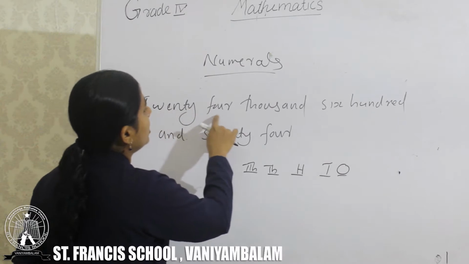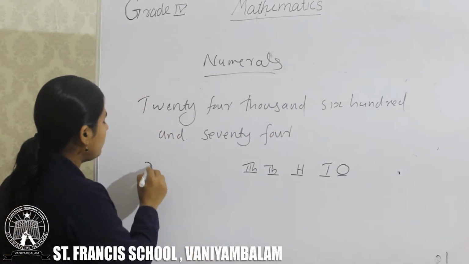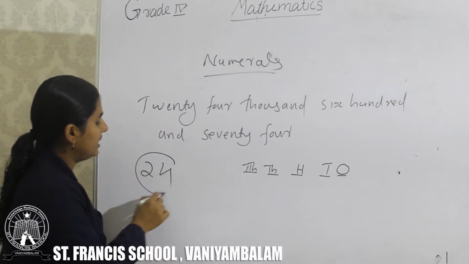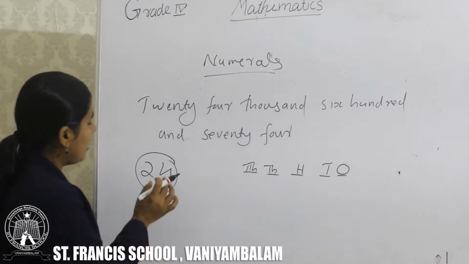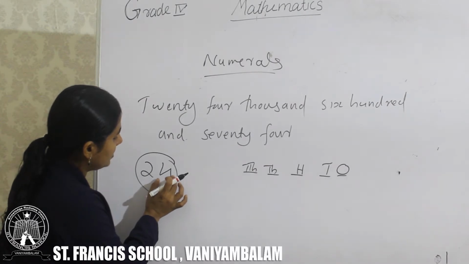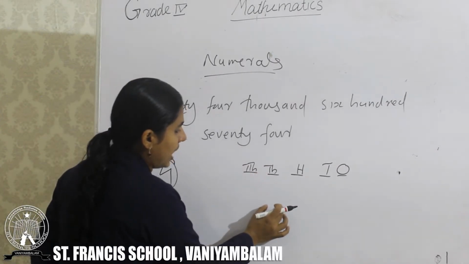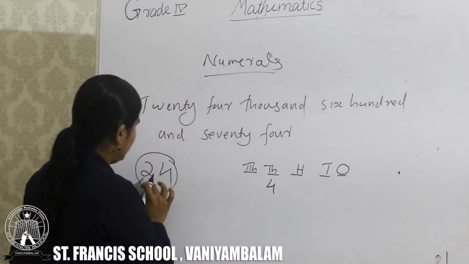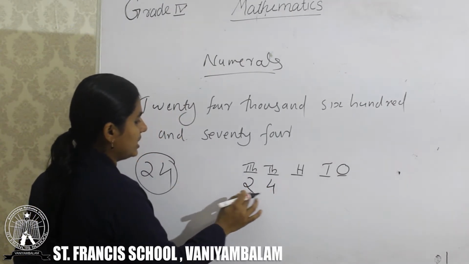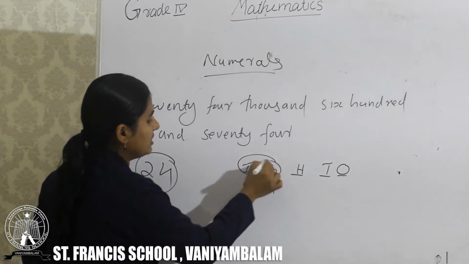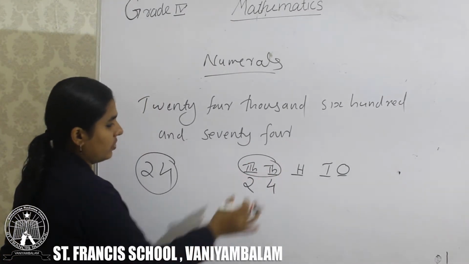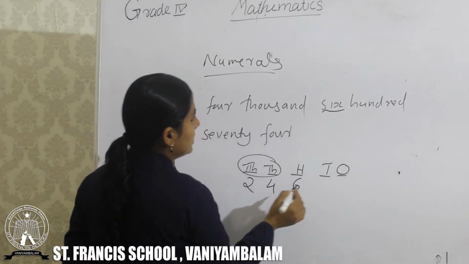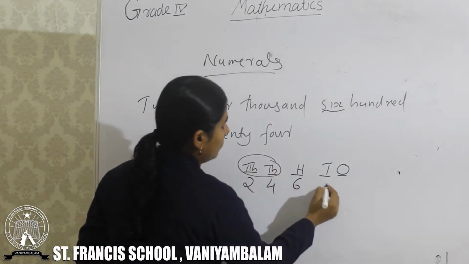Here we know 24,000. Here we have how many digits? 2 digits, 24. Every time the right side number we write on the right side. Right side we have 4, then left side we have 2. That is 24, in the 1000 family. That is 24,000. Then in the 100 place we have 6. Then last one 74.